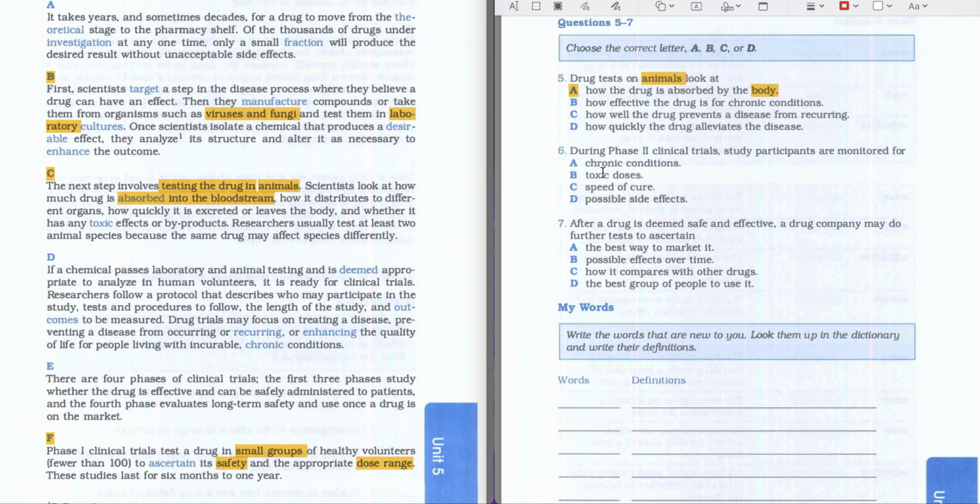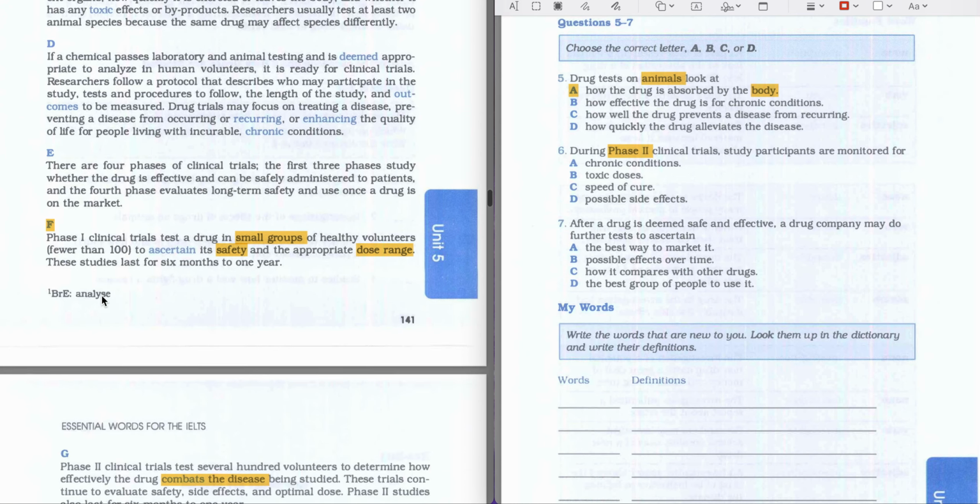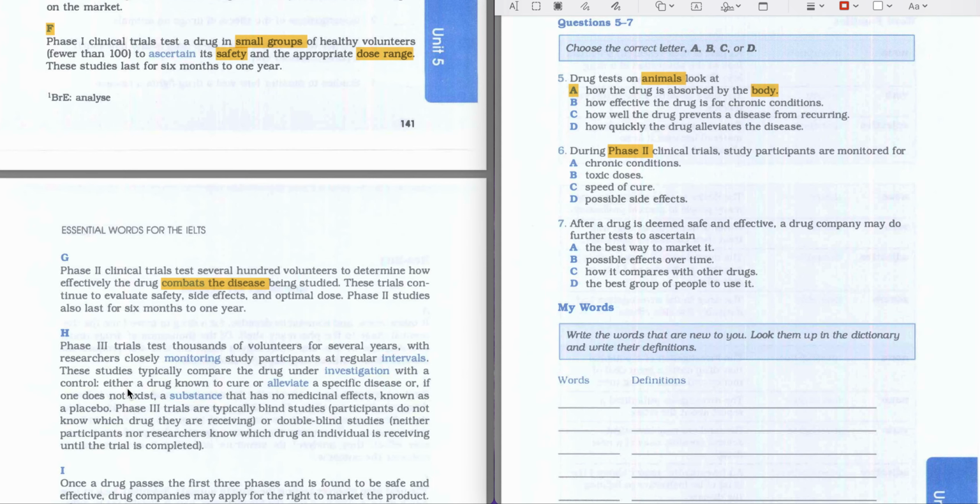Let's read the sixth question. During phase 2 clinical trial study, participants are monitored for all of these features. So here the keyword is phase 2. And then we know when we were reading the text, we had phase 1, phase 2, and phase 3. So the answer to our sixth question is going to be in this paragraph. So let's read this text.